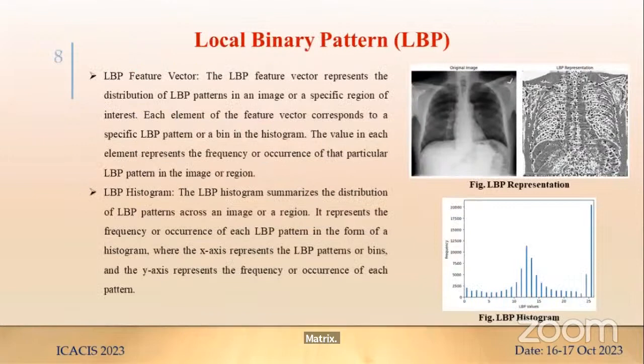LBP feature vector. It is a representation of distribution of local binary patterns across an image. It captures the frequency of different local binary patterns. Each element of the feature vector corresponds to specific LBP patterns within a histogram.